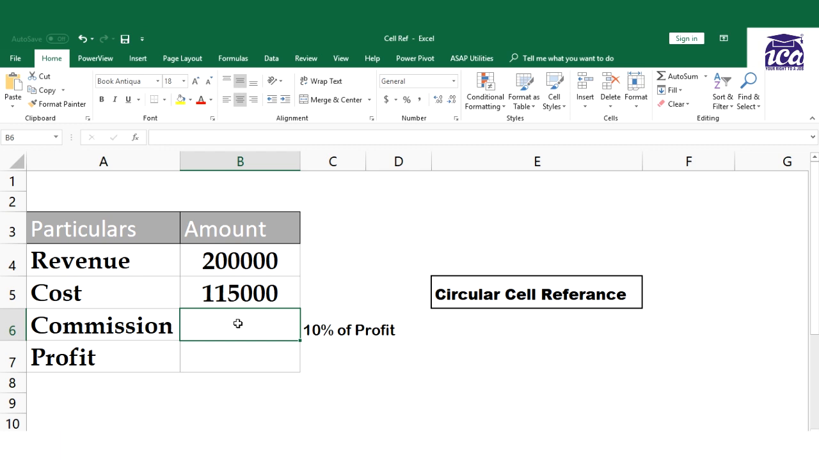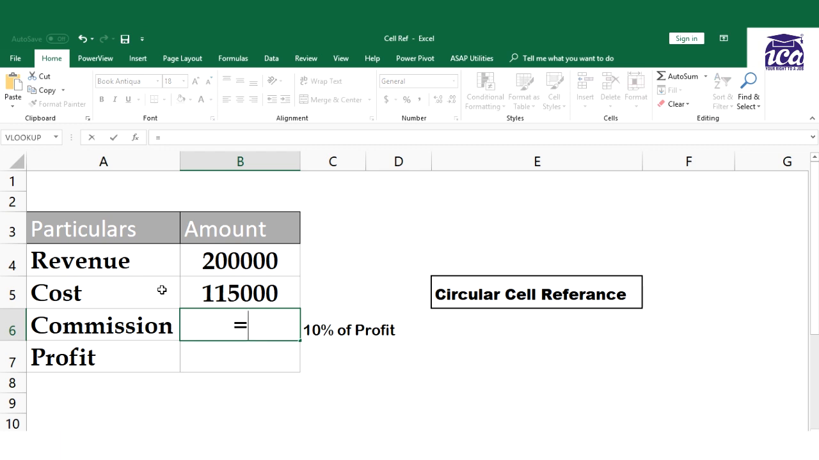Now I would not be able to calculate my profit till the time I don't get my commission, because profit would be the revenue minus all my expenses of the business. So cost is one of the expenses and commission is also one of the expenses. Till the time I don't get commission, I would not be able to calculate the profit. So let's apply the formula and see how we can get the answer.